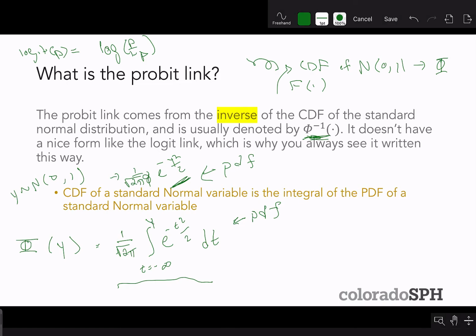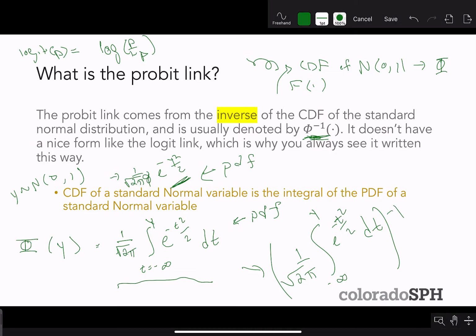And then for the Probit link, we actually want to take the inverse of this, which is going to be that big ugly expression. So that's why we don't write it out as a logit. It just doesn't have a nice closed form in terms of the variable of interest.